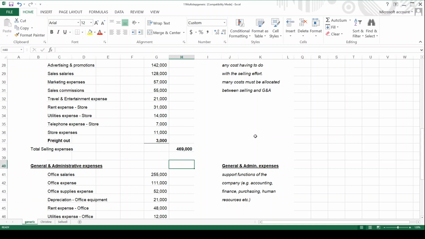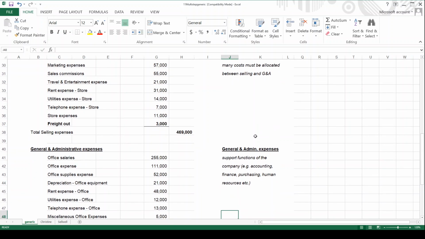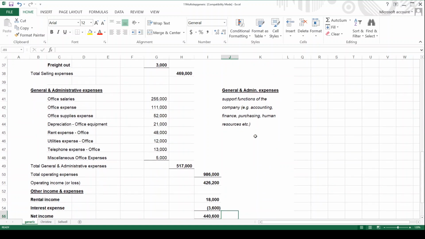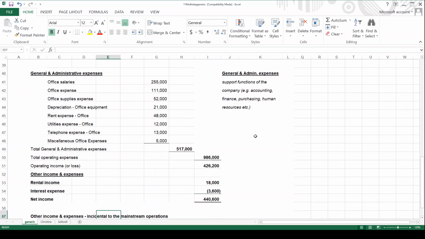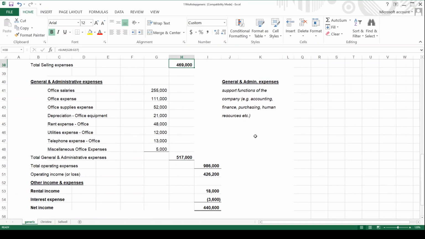Okay. Now, general and administrative. These are support functions of the company. So we're not involved with the selling effort, but we are involved with the operation of the company. And I just put a few examples here. Anything having to do with office, general, or administrative would fall into this section, including possibly costs which had to be allocated, like these three. Okay. What's the total? $517,000. So we have grouped together our expenses into these categories, which are typical but not set in stone.